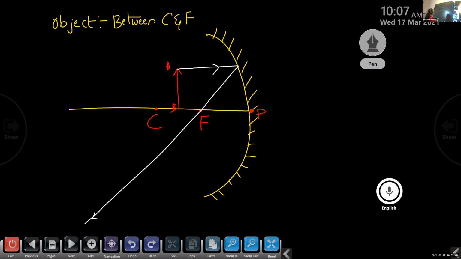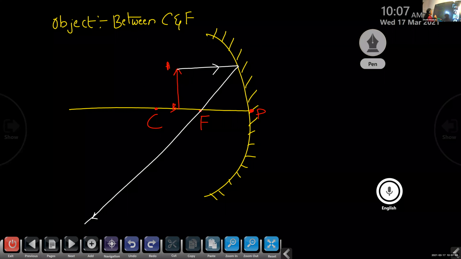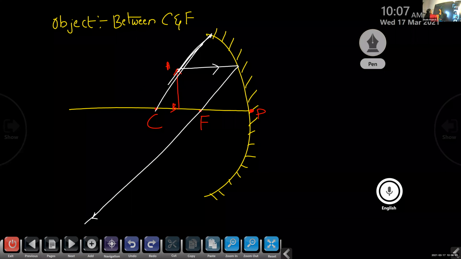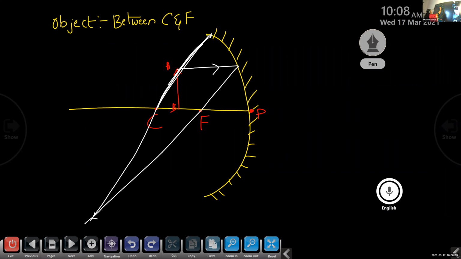Now, the second ray of light passes through the center of curvature itself, right? It coincides here. If a ray of light is passing through the center of curvature, after the reflection, what happens to that ray of light? According to your third rule, yes, it reflects along the same path. So if the object is between C and F, we get the image here.